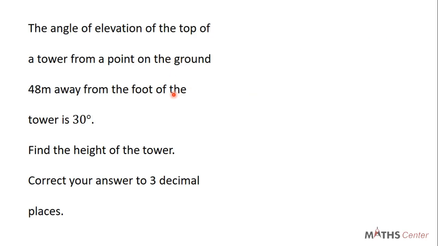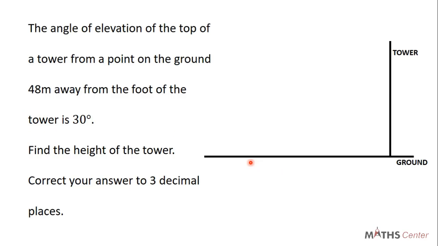So let's read the statement again and use it to draw a diagram. The angle of elevation of the top of a tower from a point on the ground 45 meters away from the foot of a tower is 30 degrees. So we need the ground level, and the question says that there is a tower on the ground. So this is the ground level and there is this tower on the ground. We are looking for the angle of elevation of the top of the tower from a point on the ground.